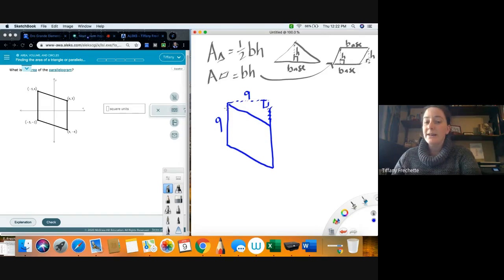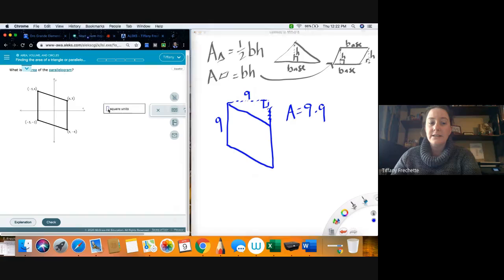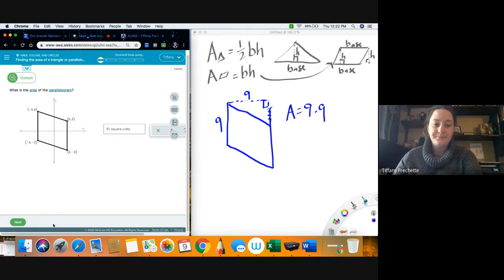Okay, so now I have a base and I have a height. For a parallelogram, all I do is area equals base times height. So 9 times 9, I get 81. And I click check. And I got it right.